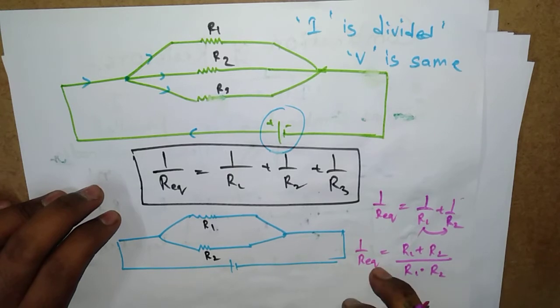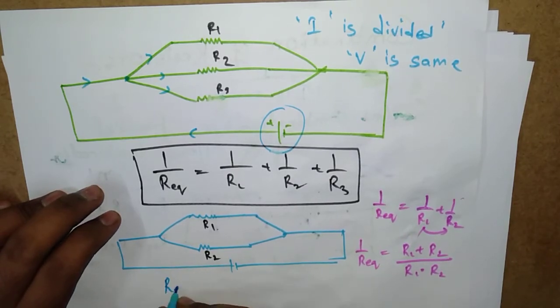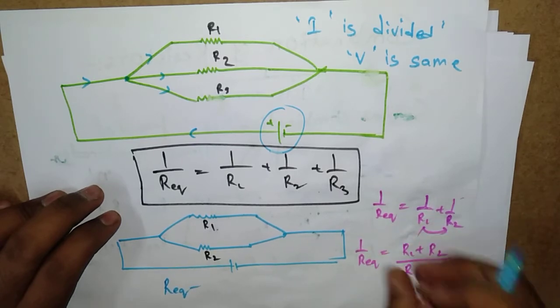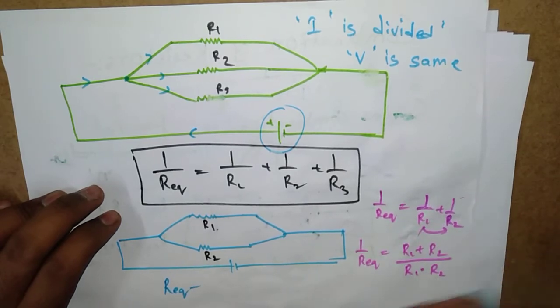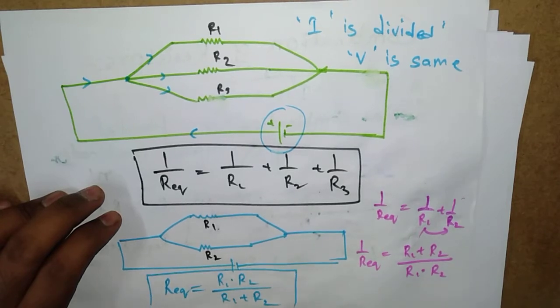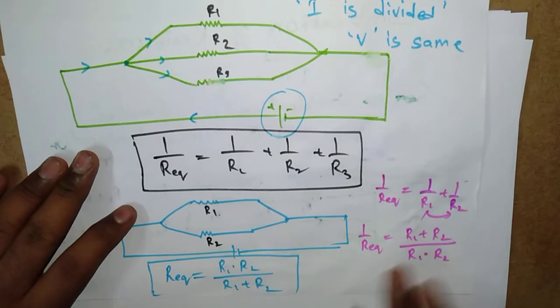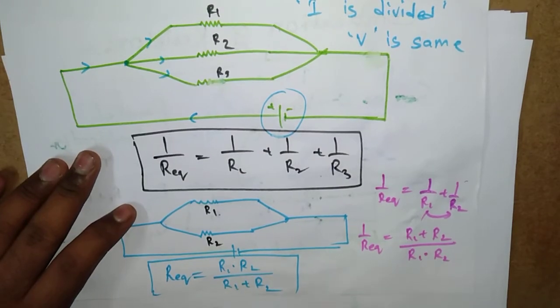I want R equivalent, not 1 by R equivalent. So R equivalent is equal to, I am flipping this, automatically this term will also get flipped. So R equivalent is equal to R1 into R2 divided by R1 plus R2. This is used when you have two resistors in parallel combination. This expression works only if you have two resistors in parallel connection.